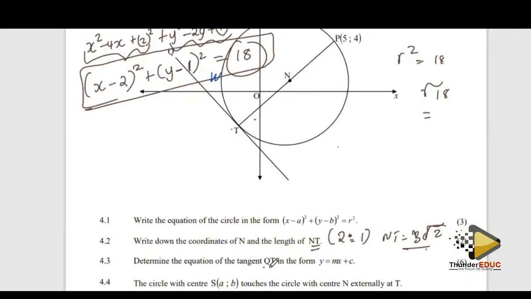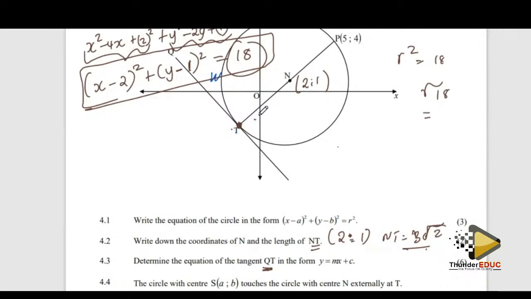Then 4.3, determine the equation of the tangent QT. Tangent QT. So we know that since we have the coordinates here as 2, 1, we want the equation of the tangent. We need the coordinates of T first. And then after getting the coordinates of this, we also need the gradient of PT. Then we shall be in position to get the equation of the tangent.